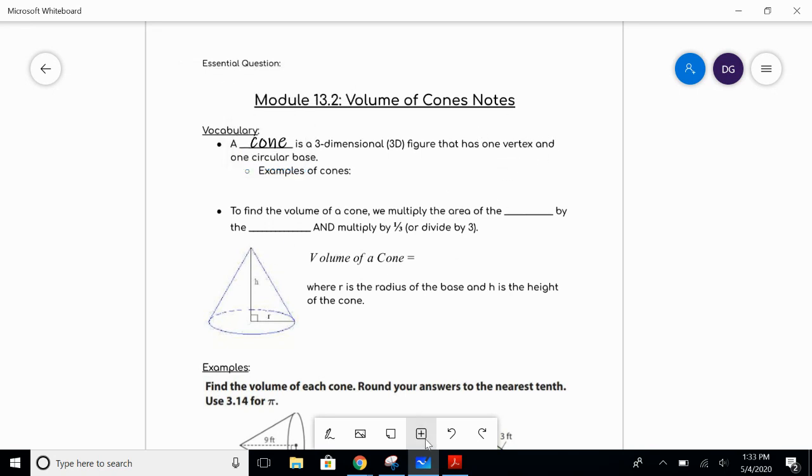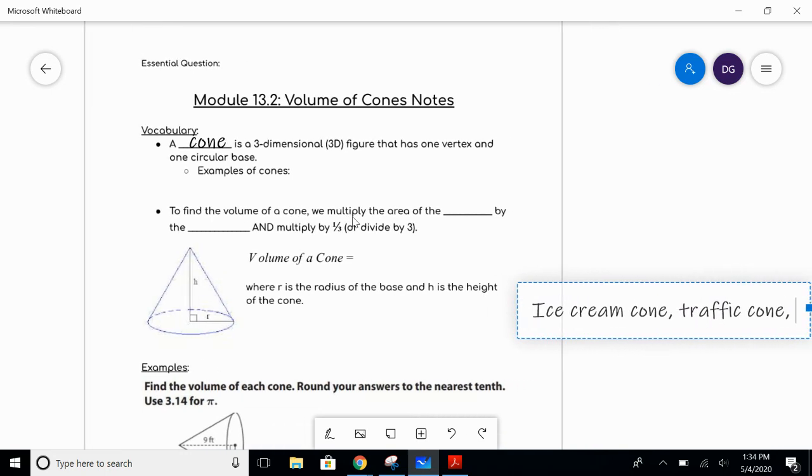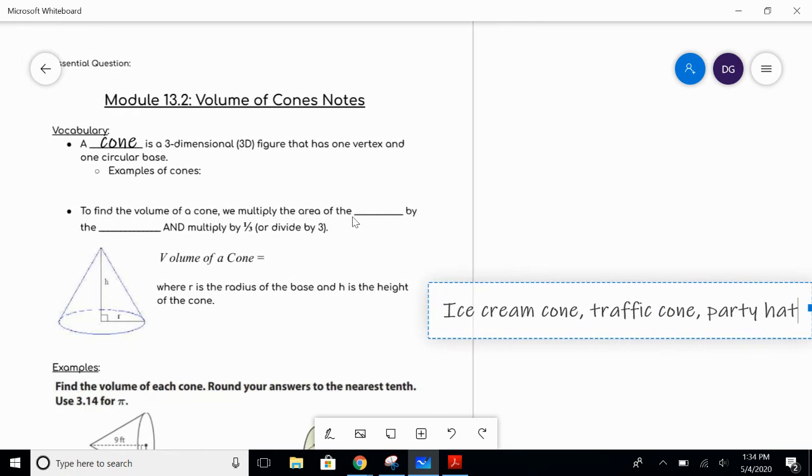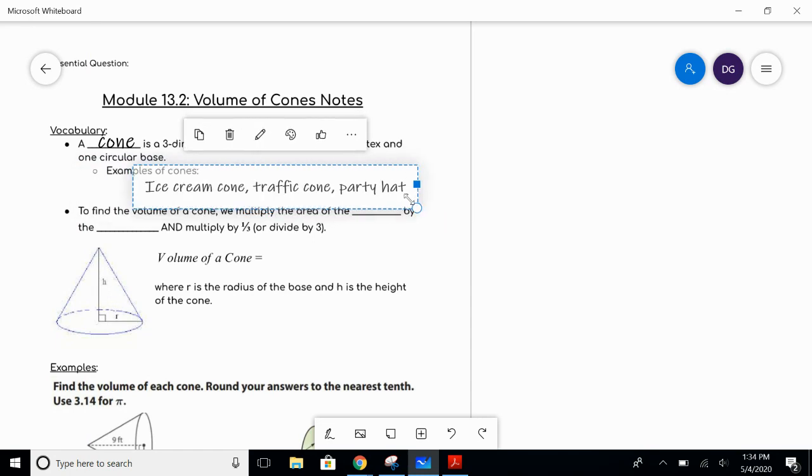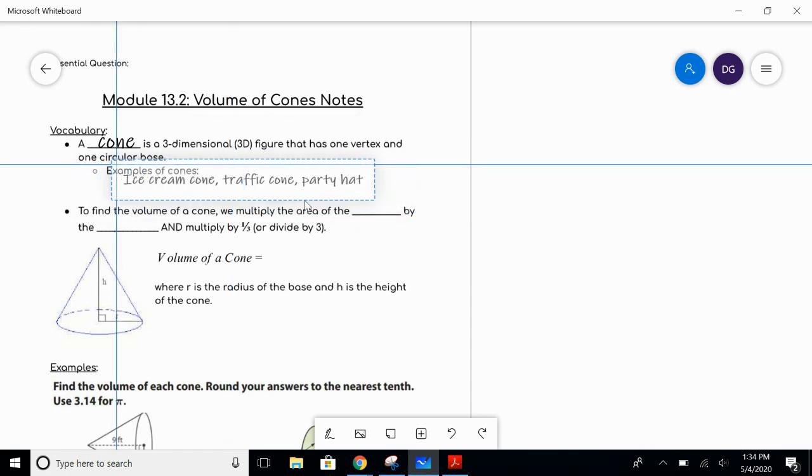Some examples of cones might be an ice cream cone, or a traffic cone, or a party hat. Those are some examples of objects in the real world that look like cones.